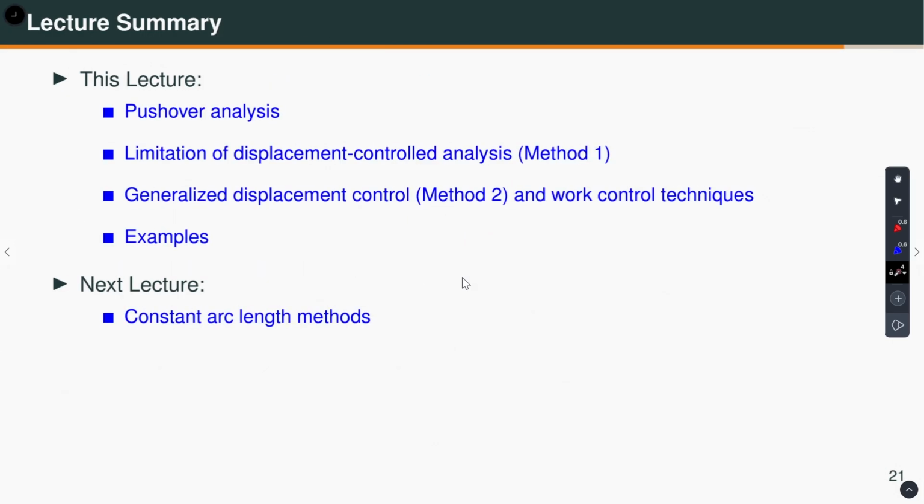Okay. So, with that, let us summarize what we have done in this lecture. We have discussed briefly the pushover analysis, which is a nonlinear static analysis, and we have gone through the theory of how to do nonlinear static analysis using displacement control technique or generalized displacement control technique or work control technique, and we have identified some limitations of the displacement control technique, that you have to choose the degree of freedom. If you are controlling the DOF at a node, then you have to choose it in such a manner that displacement of that DOF is increasing monotonically, otherwise it will not work for a snapback kind of problem.